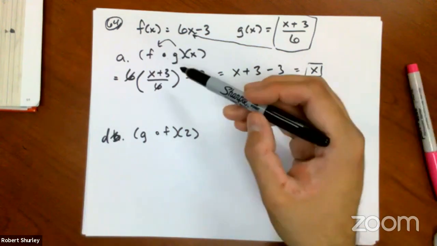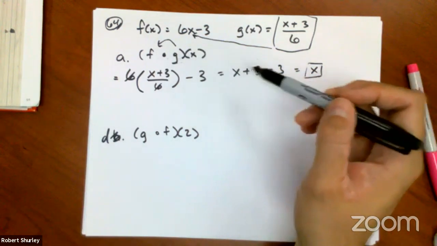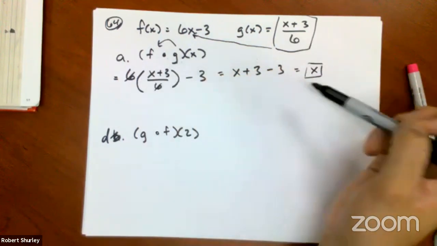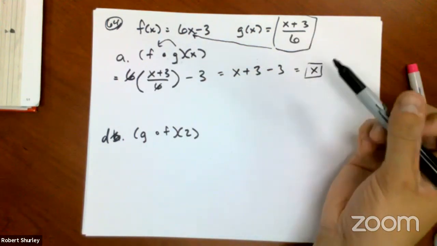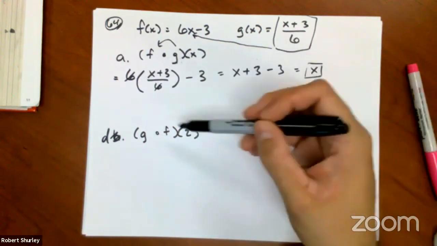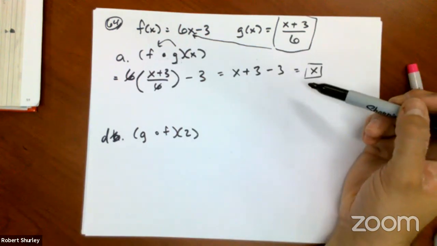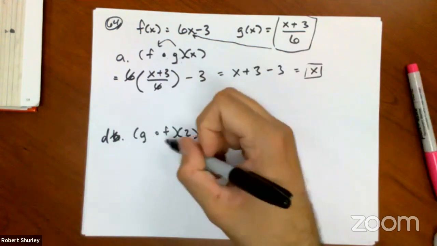So we put G into F, and these are two special functions. We're going to talk about them more in the next section, but we wind up with X once we simplify everything down. Okay, so now let's go down here and do the same thing.